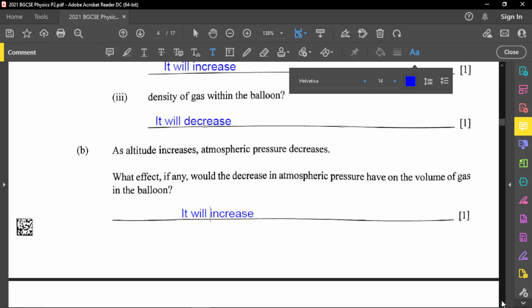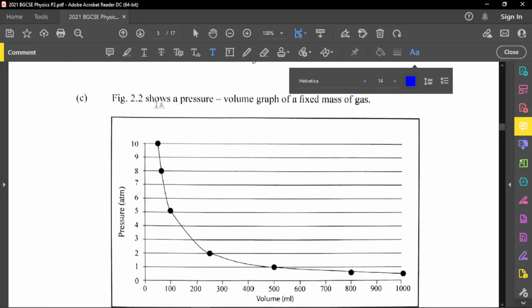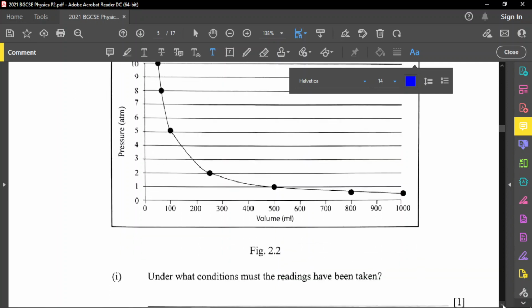Let's go to the next part of the question. It says Figure 2.2 shows a pressure-volume graph of a fixed mass of gas. So the mass will be the same. Here we have the pressure on the Y axis and the volume on the X axis. If you notice, as the volume increases, the pressure will decrease. This is actually showing Boyle's law, as we stated, that pressure and volume are inversely related.